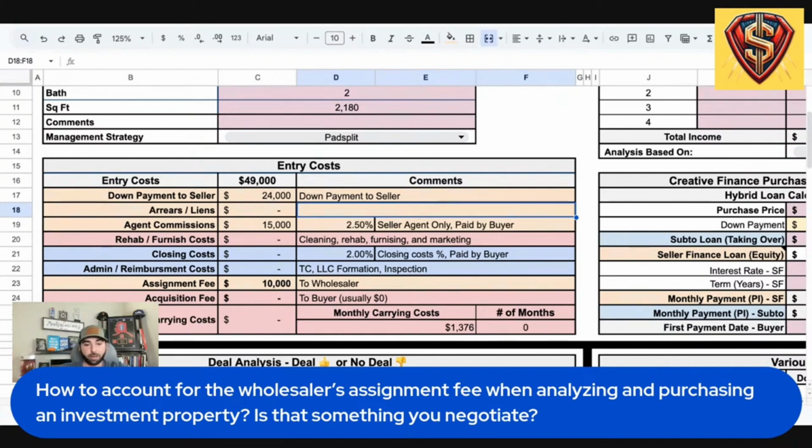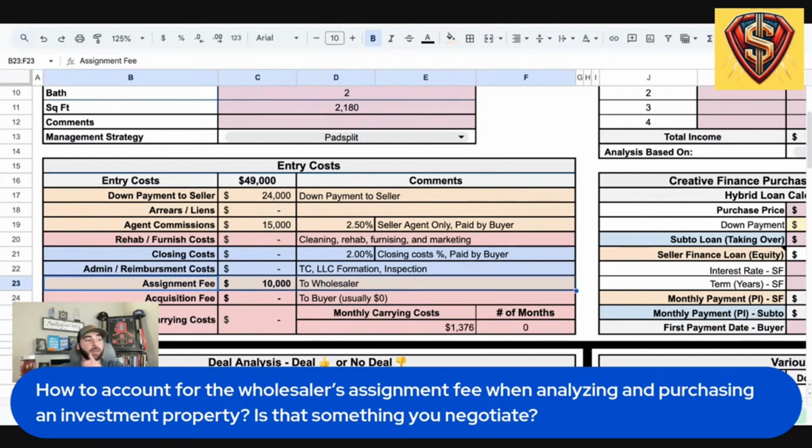Congrats, because you can lower your entry costs. But really, I want you to understand the entry cost is $49,000, these orange ones. And what you can really negotiate is the down payment to the seller, the agent commissions, and the assignment fee, right? Those are the 3 things you can negotiate. And I try to negotiate the assignment fee last, right?